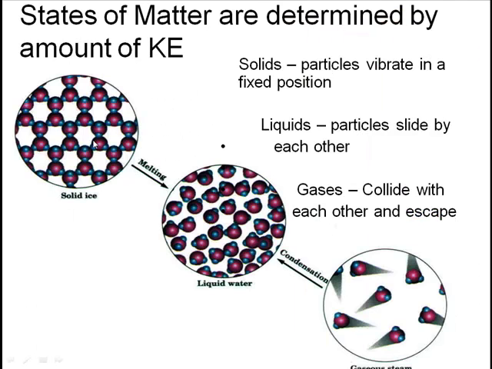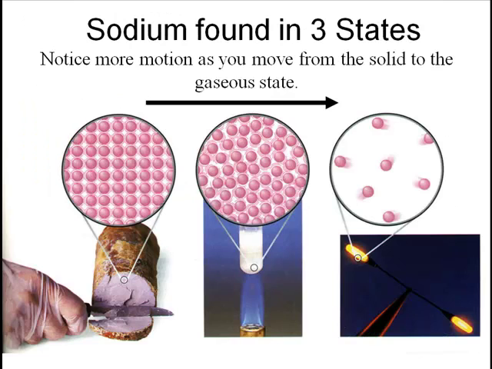Here's another picture. Here's solid ice. You see the nice, neat arrangement that these little water molecules have. Here's liquid water. All the particles are free to kind of bounce around and slide by each other. And here's gas. Notice a lot of space between the gas particles. So particles vibrating in a fixed position in solid. Liquid, they're sliding by each other. Gases colliding randomly and able to escape from the container if the container is open. What state of matter you have depends on how much energy you have.